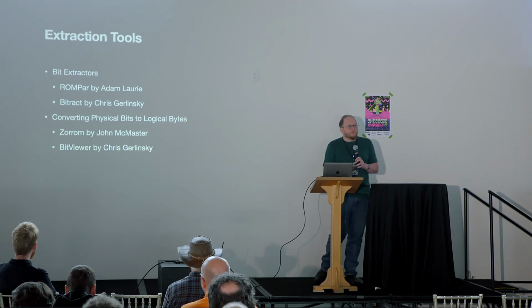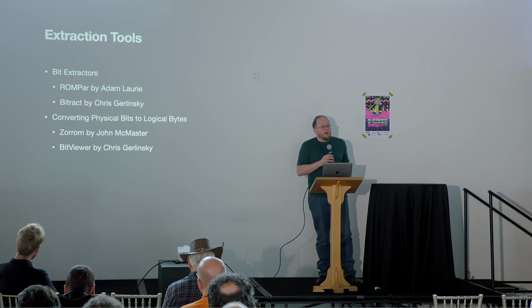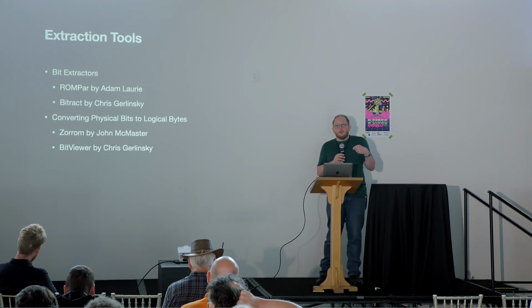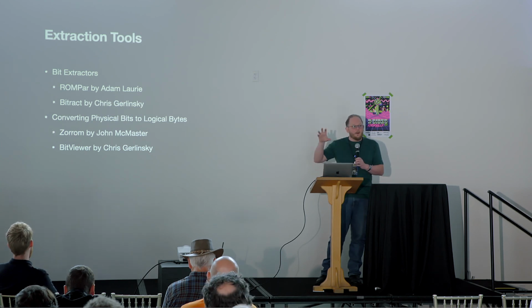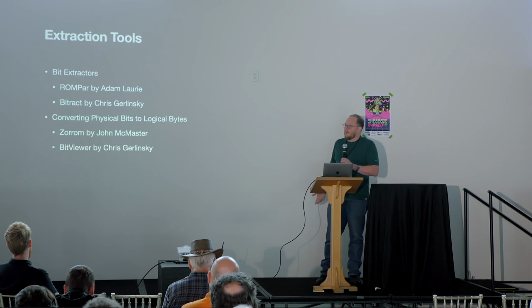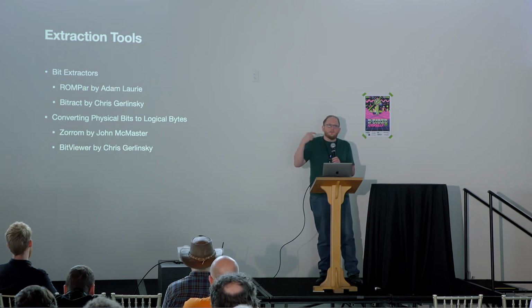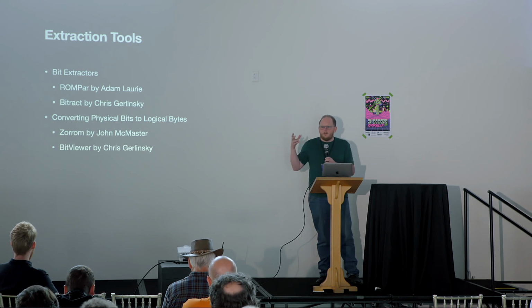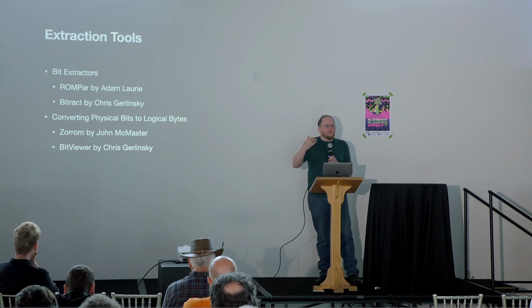Zorom is probably the best that's available right now. It's by John McMaster. It's a command line Python tool. You give it the text file and you tell it what bytes you think are in there. And then it will give you all of the permutations that have those bytes. And then you spot check them. Like maybe you look at the disassembly and see whether or not the disassembly makes sense. Or maybe you draw the artwork. Like if you're extracting artwork from a video game, when you start seeing sprites or tile sets that are accurate, then you know that you've correctly interpreted the bytes.